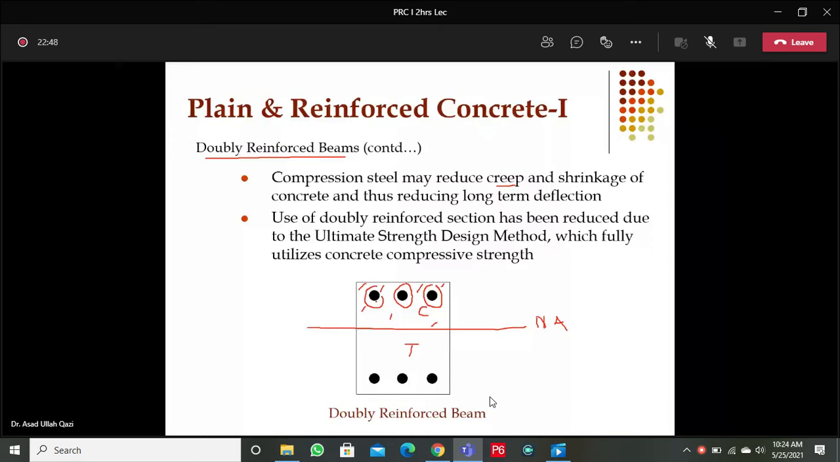So this is a big advantage of doubly beams, that creep and shrinkage deflections are reduced, are less as compared with singly reinforced beams. Use of doubly reinforced section has been reduced due to ultimate strength design. So this is just one comment, that in USD now we are able to fully utilize the material strength, so concrete up to its failure and steel also up to its yield limit, we are using in our capacity resistance.